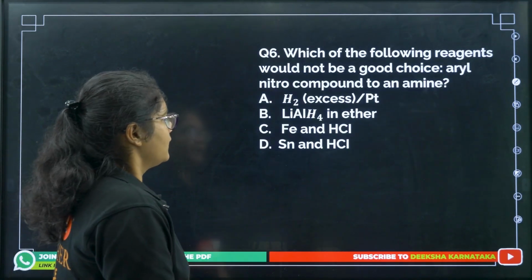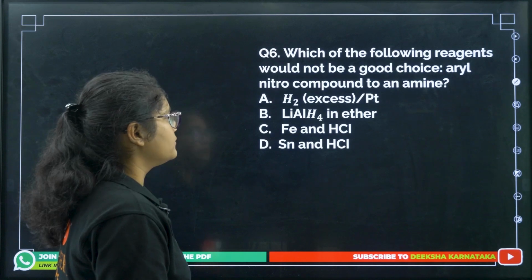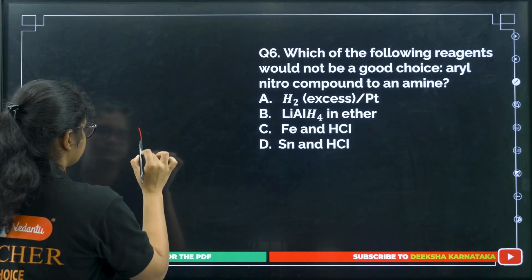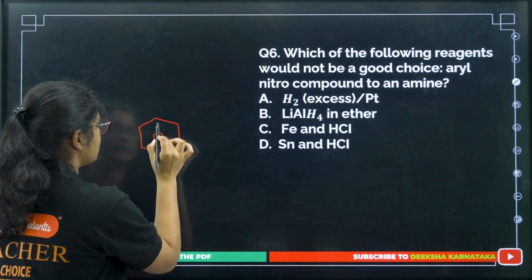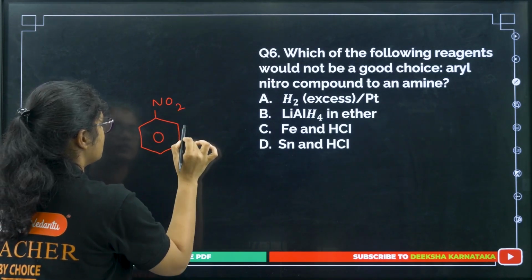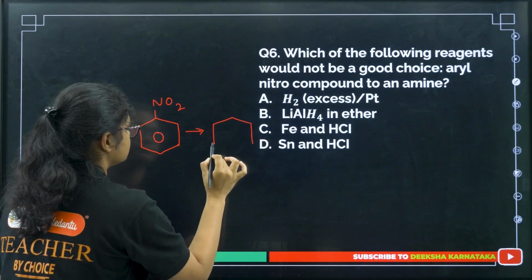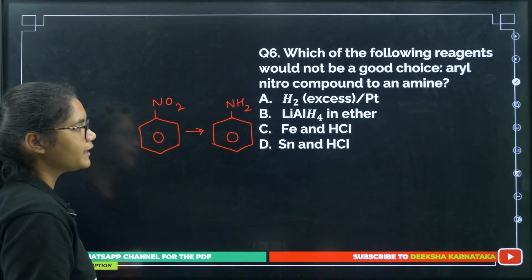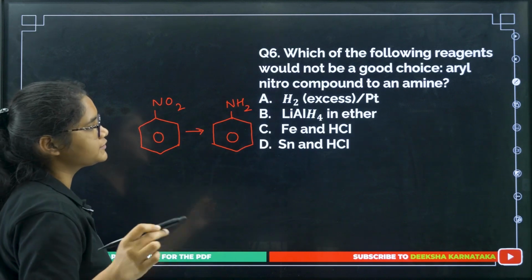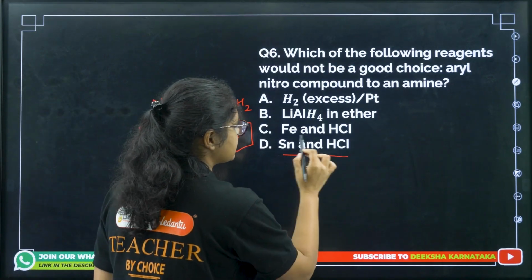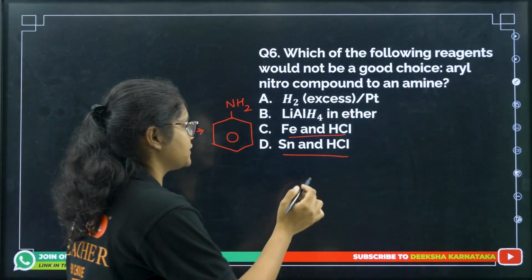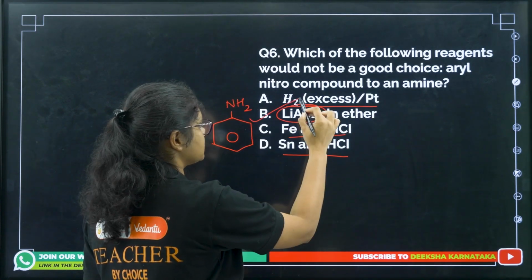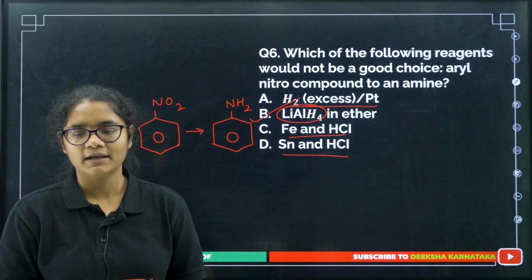Okay. Next, which of the following reagents would not be a good choice to convert aryl nitro compounds to amines? So you want to convert aryl nitro compounds to amines. Okay, right? Then which is not a suitable reagent? Sn/HCl we can use, Fe/HCl we can use in the Stephan reduction, H2 excess also we can use, but lithium aluminium hydride will not do this function. So correct answer is option number B here.